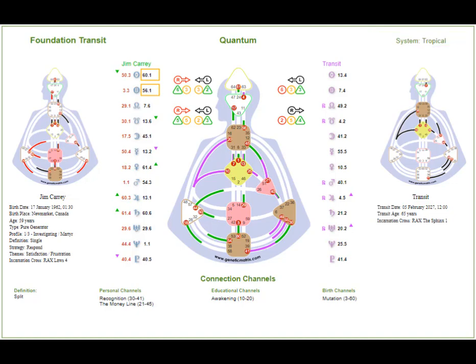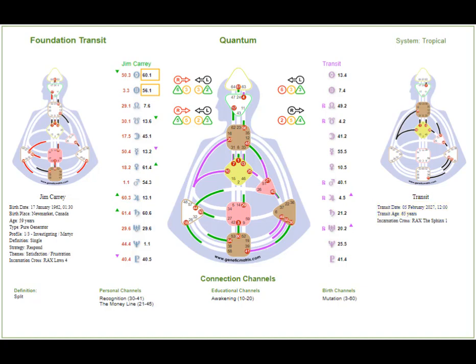Now you'll see three body graphs here. On the left hand side is the foundation design of the person that we're looking at for this particular transit. On the right hand side is a body graph with just the transit activation. So this is where the planets are at this particular date. Here we have the 5th of February 2027 at this time, midday, and the transit age is the age of that person at the point that this transit is triggered.